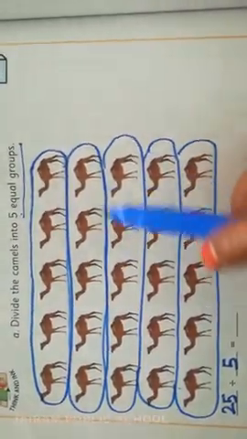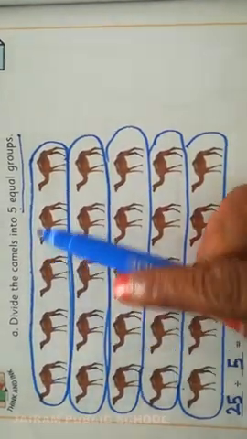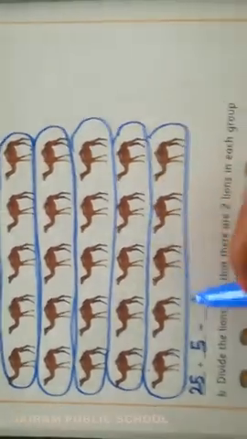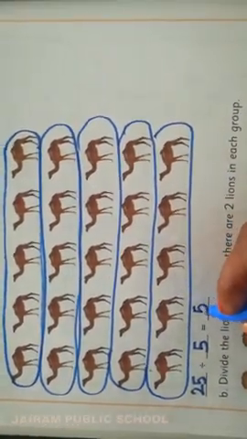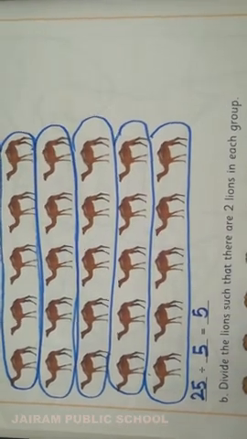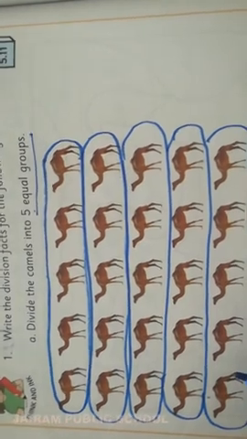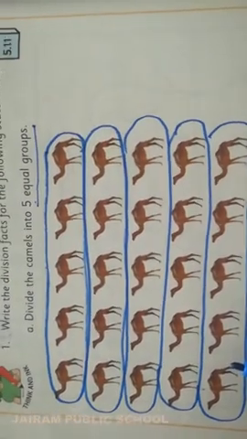Now, how many camels in each group? We have to find it out. 1, 2, 3, 4, 5. There will be 5 camels in each group. So, 25 divided by 5 is equal to 5. Like that, we have to divide the camels into 5 equal groups.